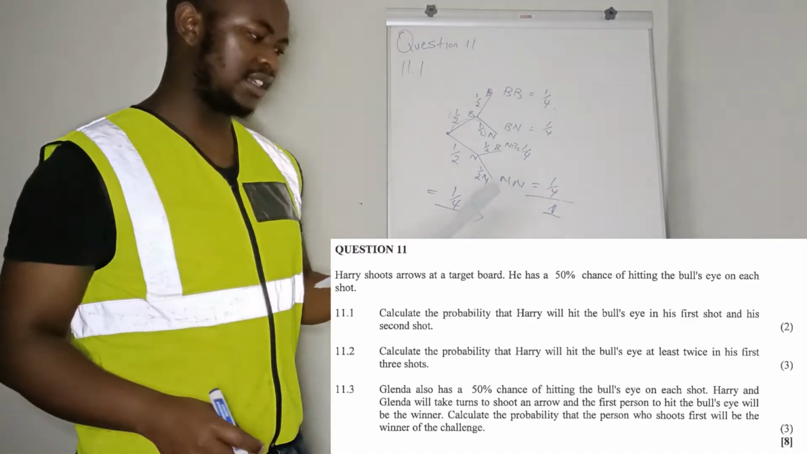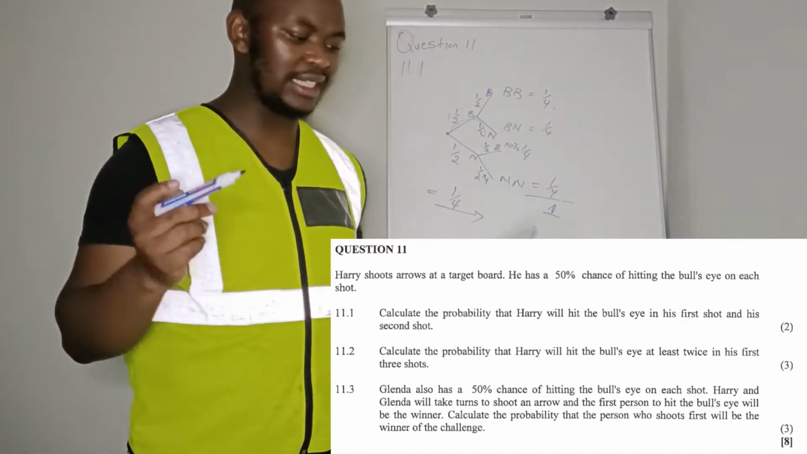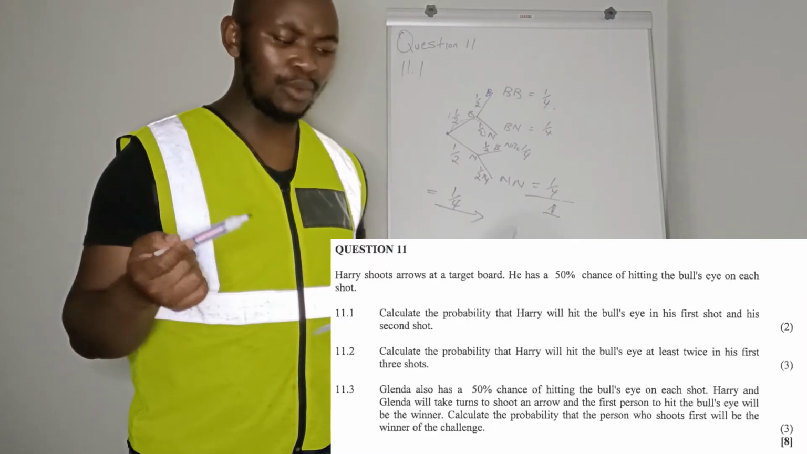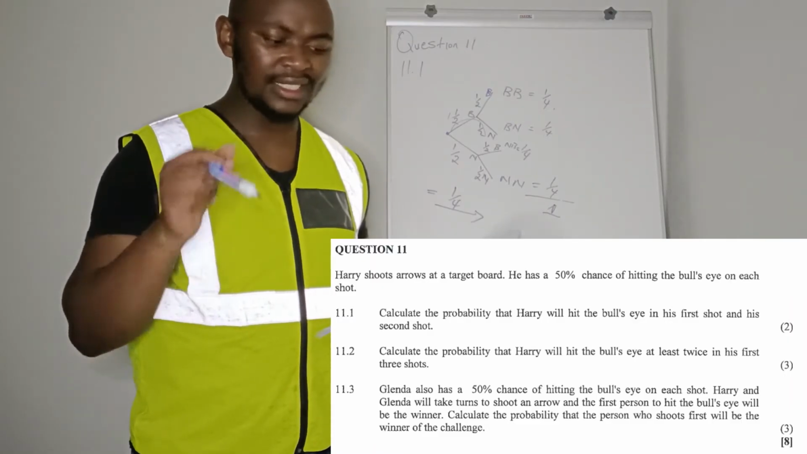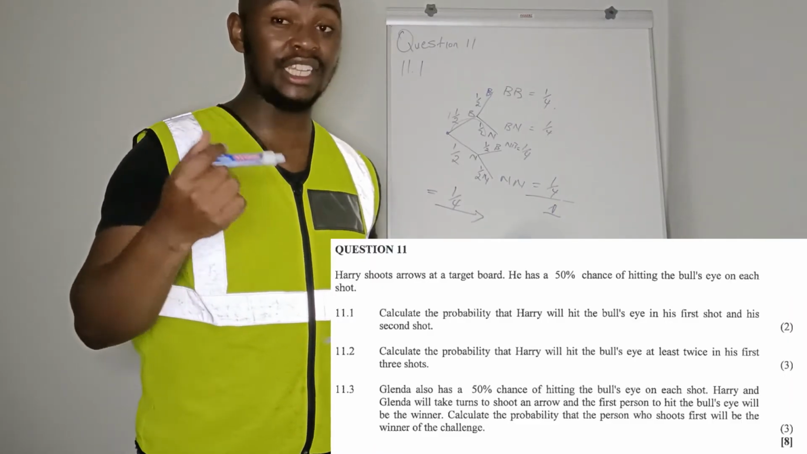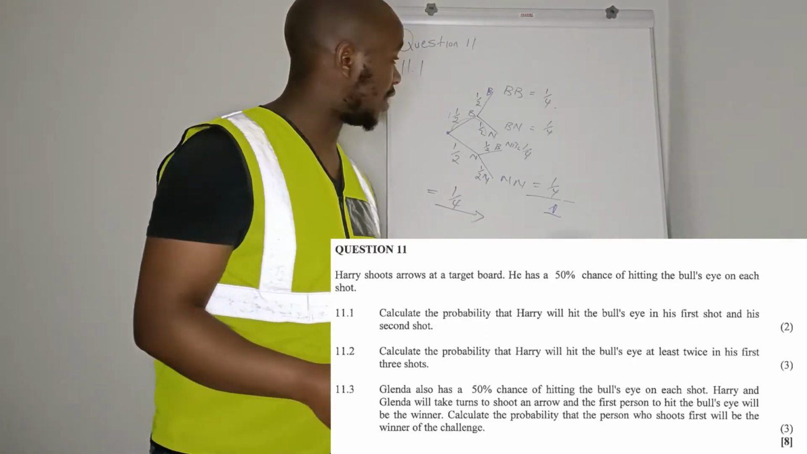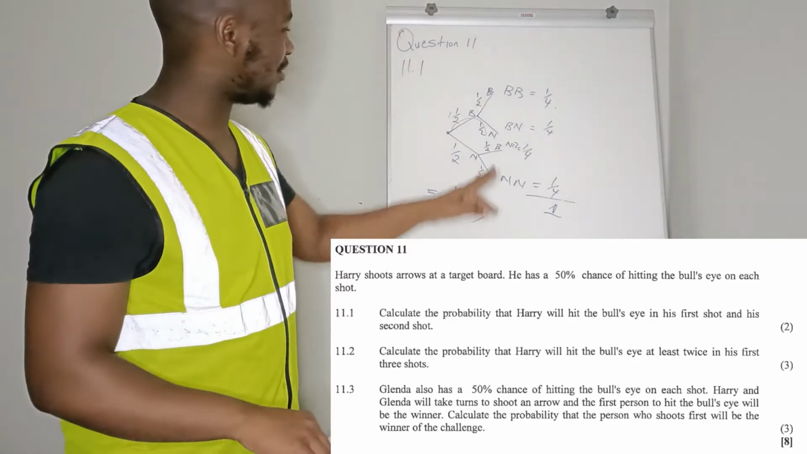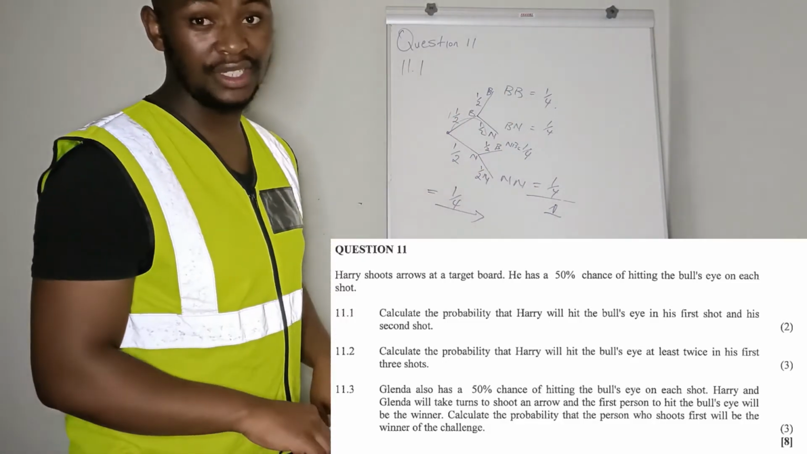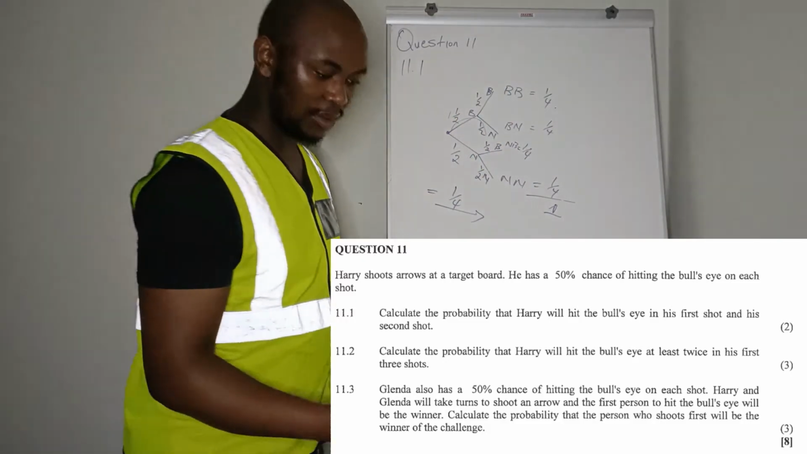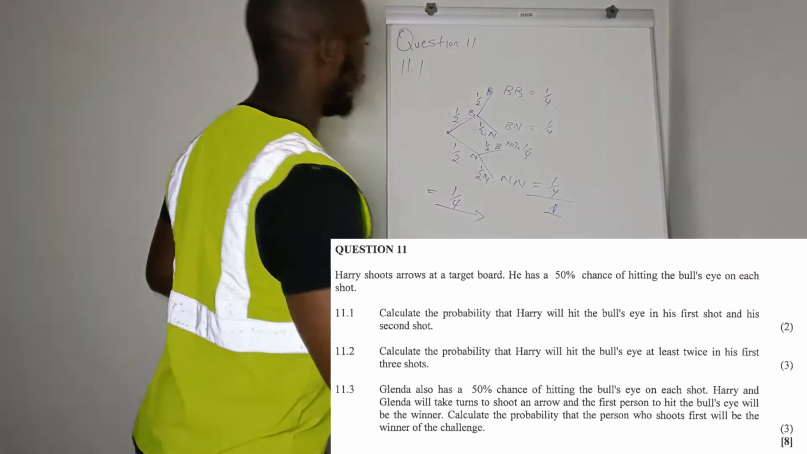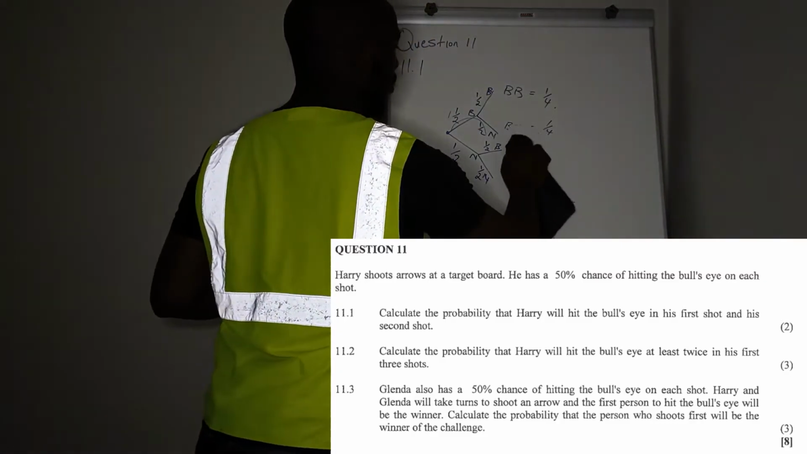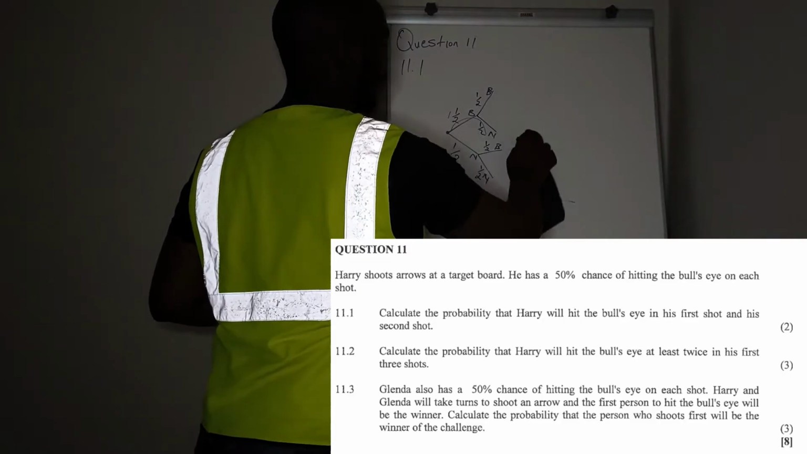Okay, so now they're saying calculate the probability that Harry will hit the bullseye at least twice in his first 3 shots. Okay, so now we no longer have just 2 shots. So we need a third event in here. So I'm going to wrap up what we already have.